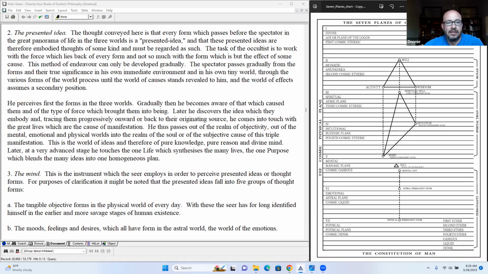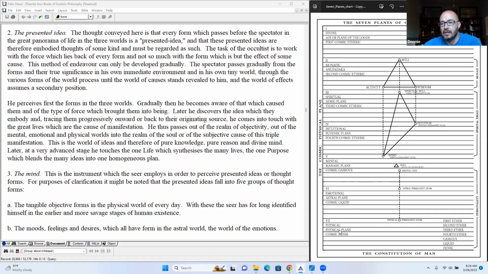We're tracing them progressively onward or back to their originating source. He comes into touch with the great lives, which are the cause of manifestation. He thus passes out of the realm of objectivity, out of the mental, emotional, and physical worlds into the realm of the soul, or of the subjective cause of this triple manifestation.